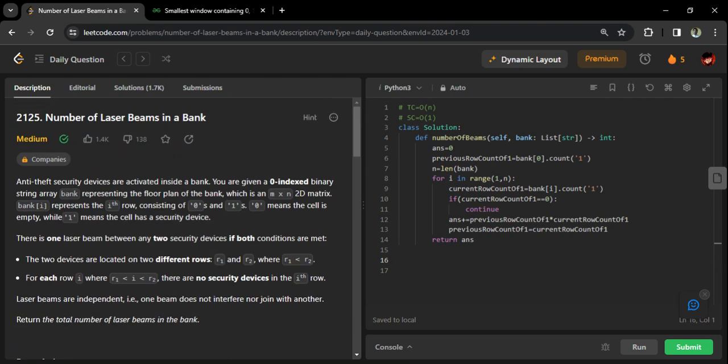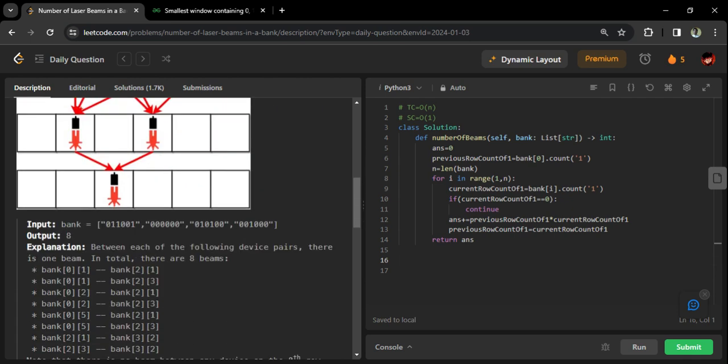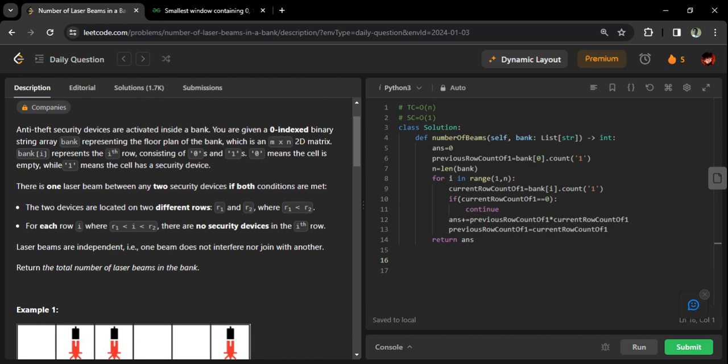So that was a 2D matrix, bank[i] representing the ith row, consisting of zeros and ones. Zero means the cell is empty, and one means the cell has a security device. Please highlight this part. This is what is most important. Wherever there is one, we have to do work there. As simple as that. We are not bothered about where zeros are. So one means the cell has a security device.